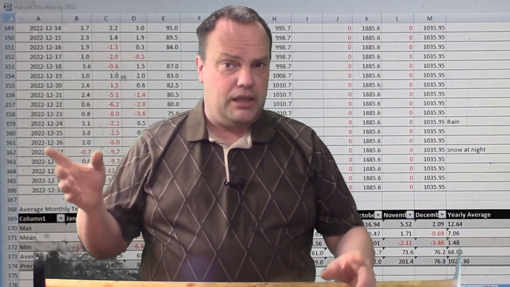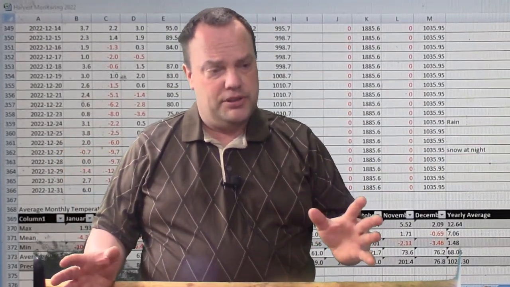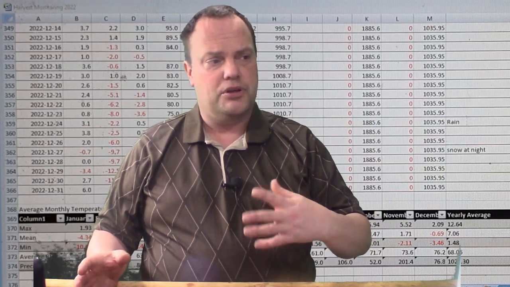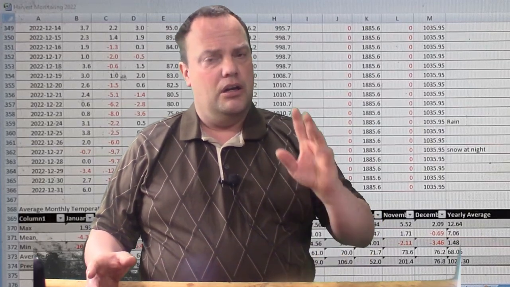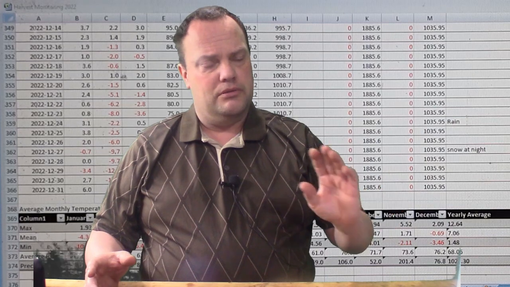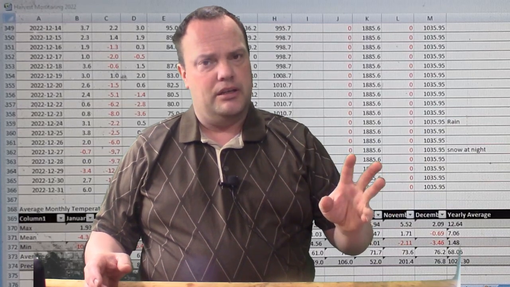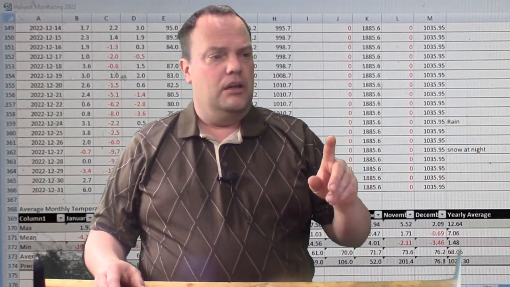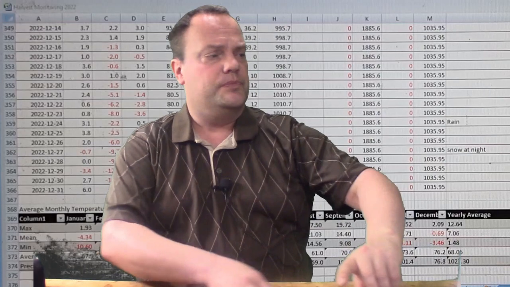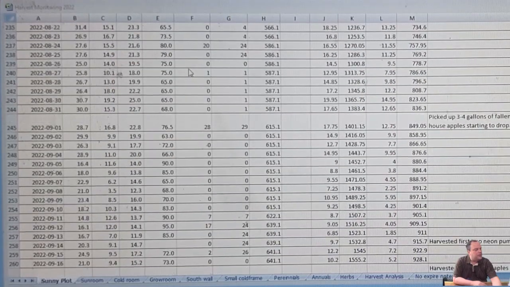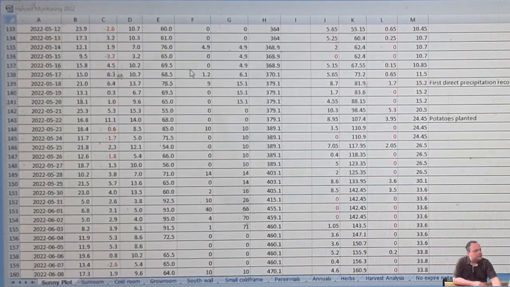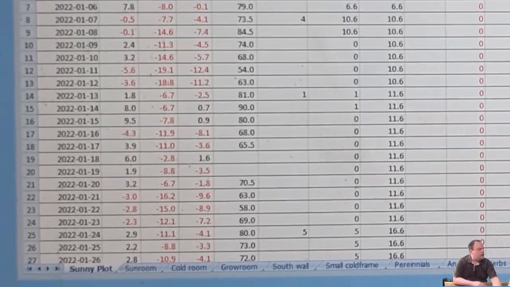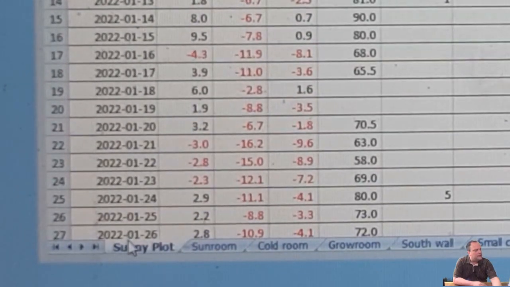So that being said, it's January the 2nd. I have to start a new file. I put my data in Microsoft Excel, so I have a workbook, and I start a new one every year. This is the first page on my workbook. It's the sunny plot, I've got it called.